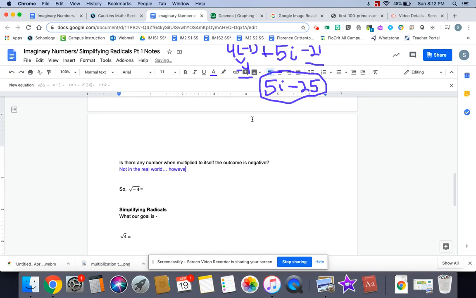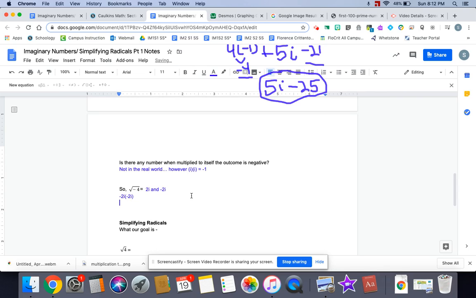However, i times i is negative 1. So in the imaginary world, we can take the square root of negative 4. Because of imaginary numbers, the square root of negative 4 has two answers. It's 2i, because 2 times 2 is 4, and i times i is negative 1. And negative 1 times 4 is just negative 4. And there's negative 2i, because, watch, negative 2i times negative 2i.